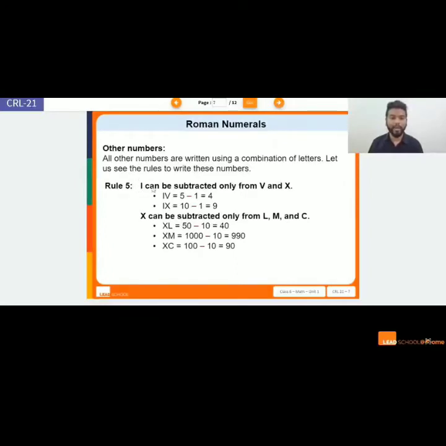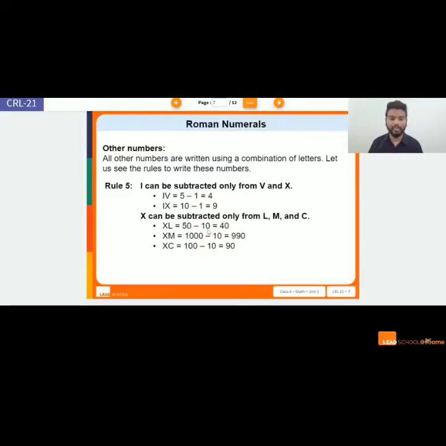Okay. 1 can be subtracted only from 5 and 10, V and X. You see, when we spoke about fourth standard, this is how the symbol looks. I and V: 5 minus 1 is 4. I and X: 10 minus 1 is 9, because the smaller number is on the left-hand side of the greater valued symbol. X can be subtracted only from L, M and C.